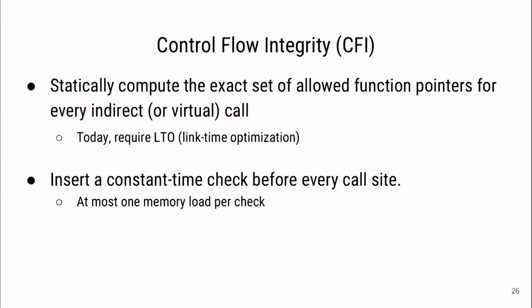How does this work, in short? The compiler statically computes the exact set of targets that are allowed for every given call site. Today, this requires so-called link time optimization, which means that the compiler sees the entire application as a whole, as if we were compiling it as a single C++ file. And once we have computed this allowed set, we insert a constant time checking code before every call site.